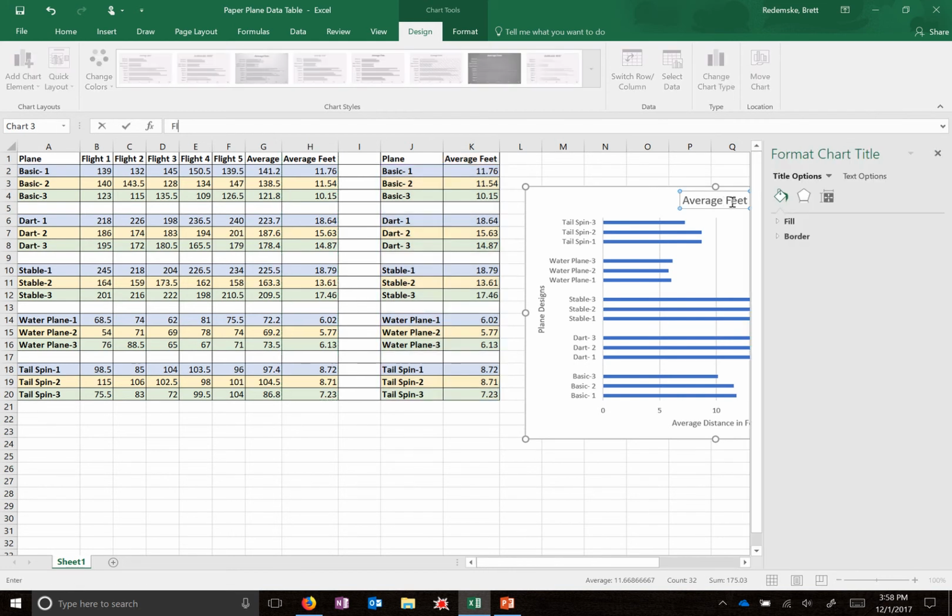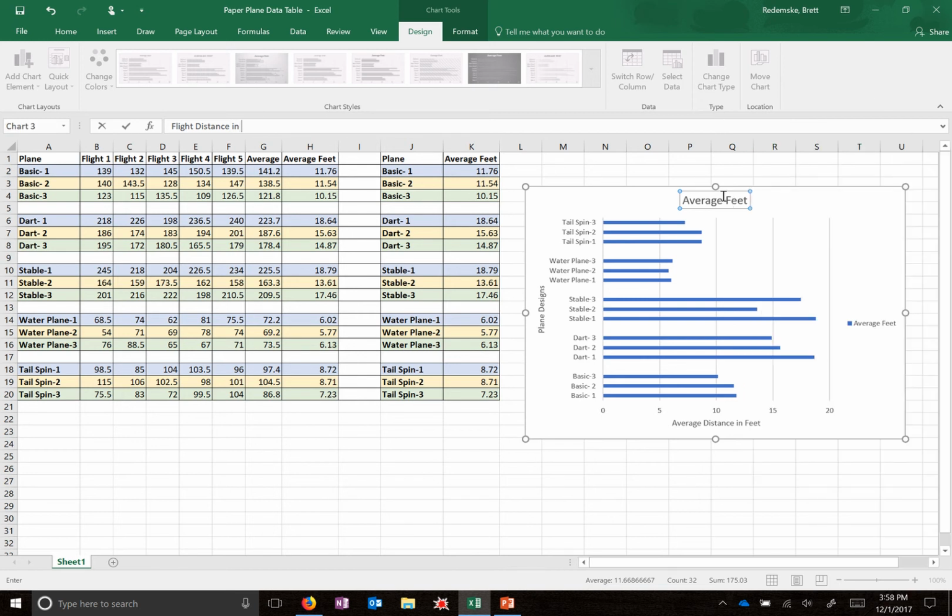So some students had average flight distance in feet. Okay, that deleted some of that. So average flight distance in feet. So we would have this, and they could understand the basics of graphing.